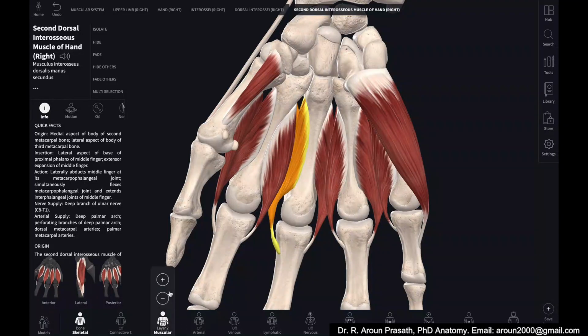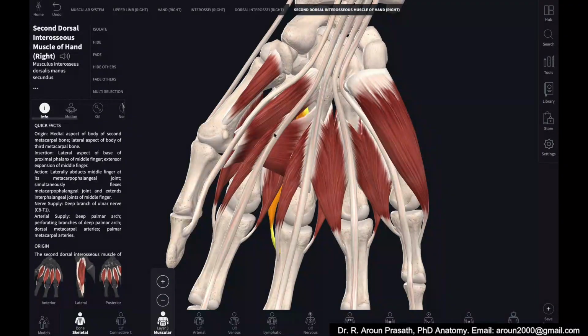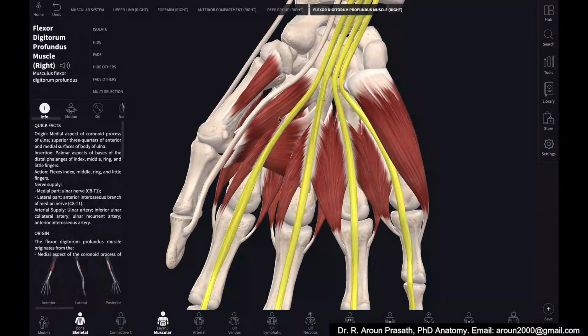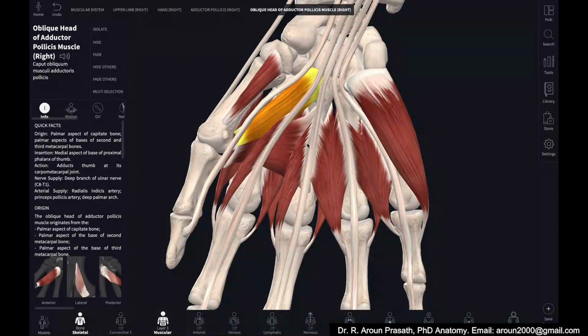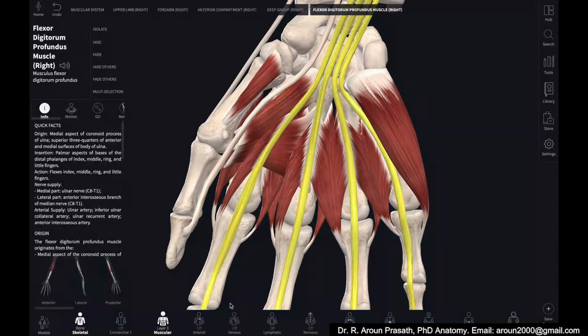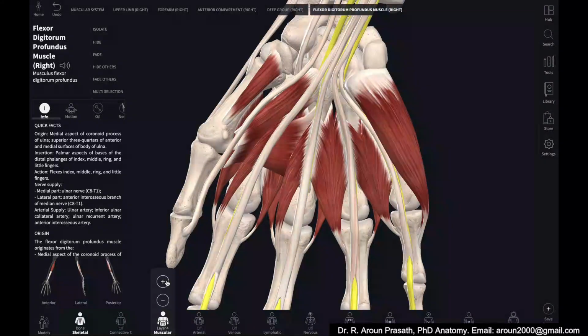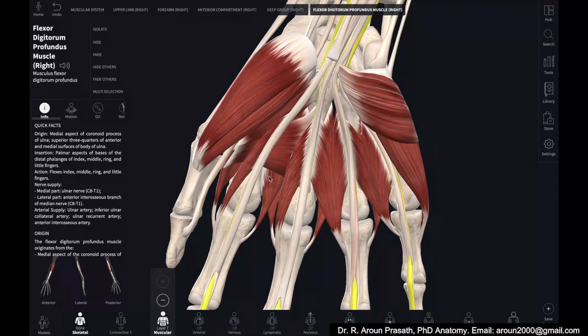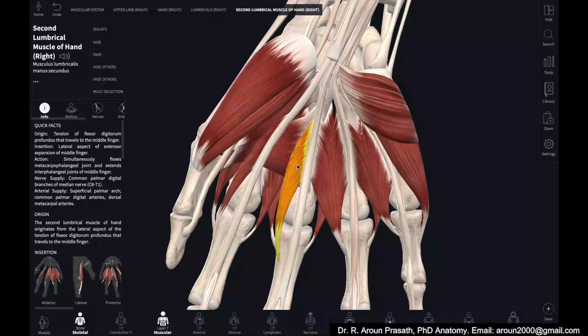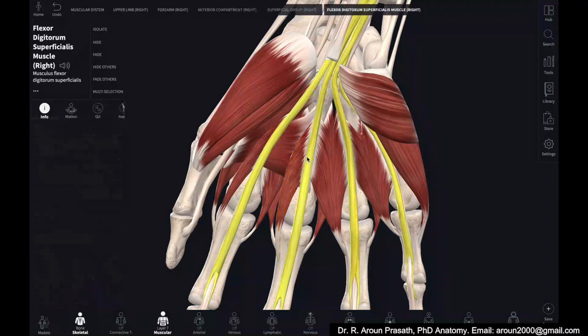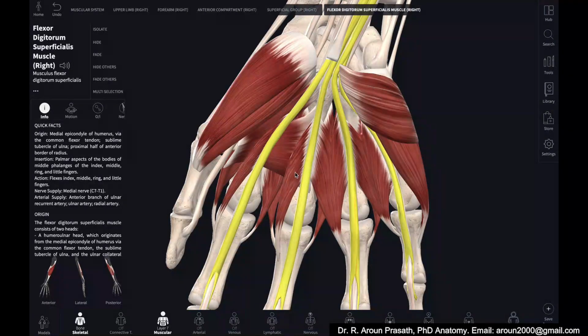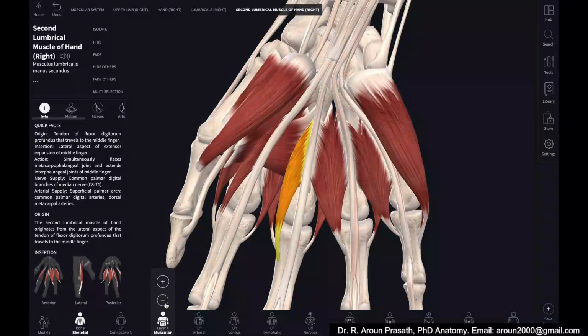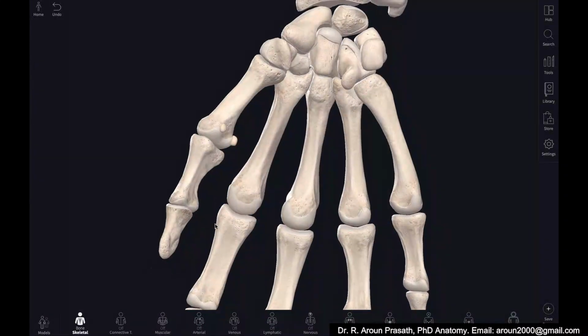Okay, also the lumbrical muscles are present. This is a flexor digitorum tendon, and these are the lumbrical muscles. I will show you. Okay, these are the lumbrical muscles. They are attached to the tendon to give stability for the tendon. Okay, let's not go into the muscular system.